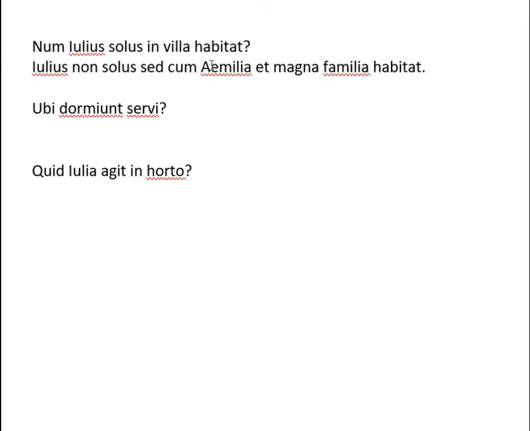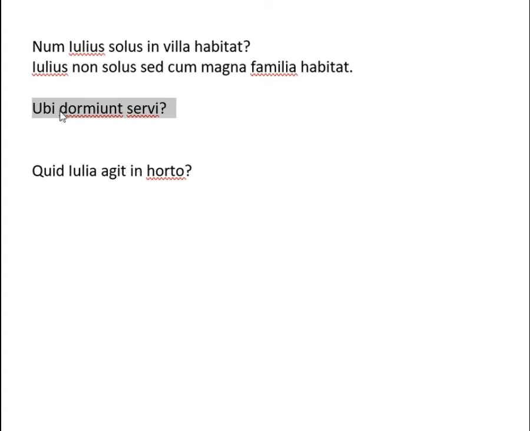Now, if you like, you can actually just get rid of the Aemilia et and just say Julius non solus sed cum magna familia habitat. That's all perfectly fine. If you'd like, you could also write down that he lives with servants, and that's also fine. The point is that the question is, does Julius live alone in the villa? And the answer is no, because he lives with other people, and that's what the book says. Now, let's move on to the next one.